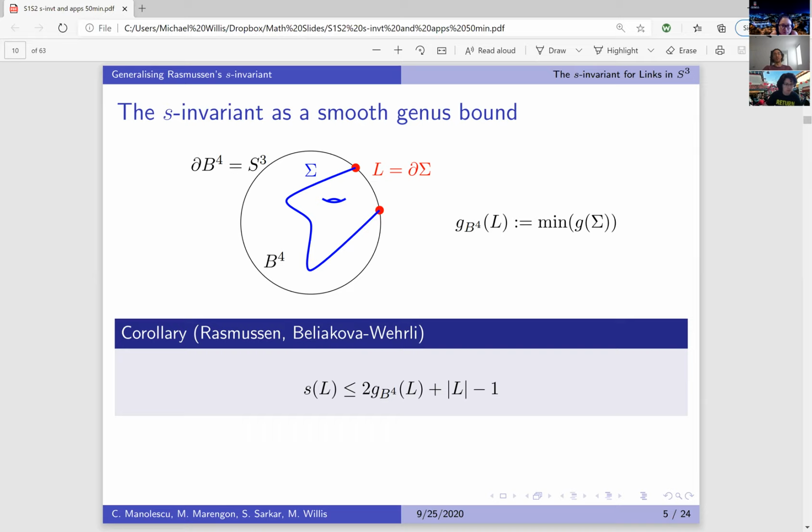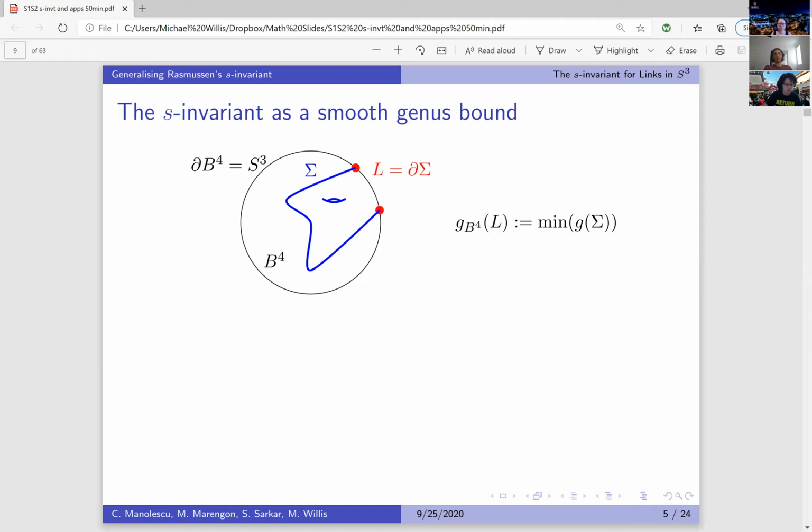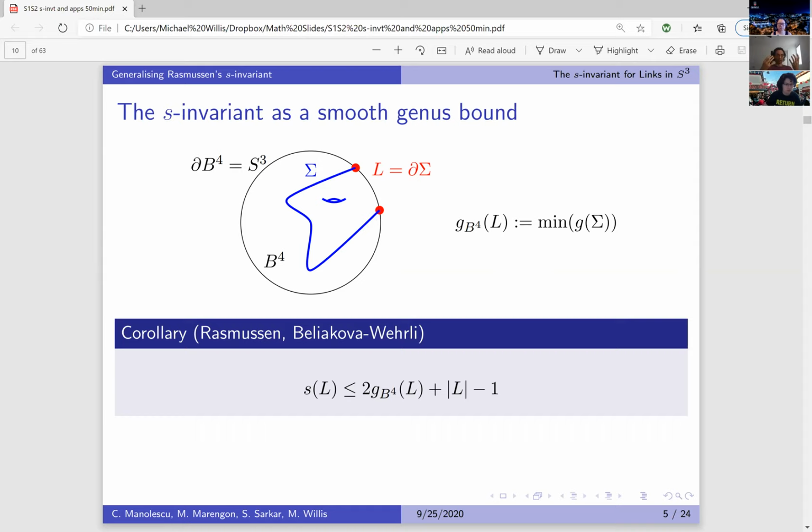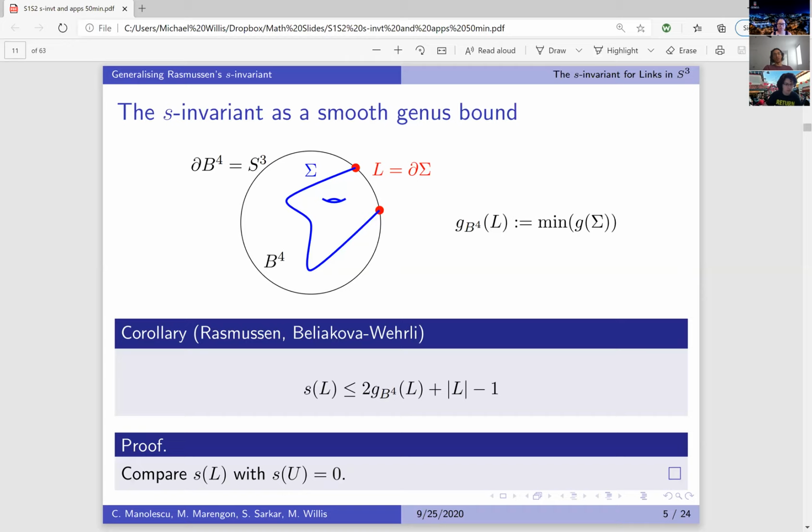Okay, and I just want to emphasize for a moment that this is just the corollary. The theorem really is this statement about cobordisms between links. The theorem is about having a cobordism between two links, which means it's the comparison, having the s-invariant of both links, that is important. And so this corollary really comes about from comparing s of your link to s of the unknot, right?